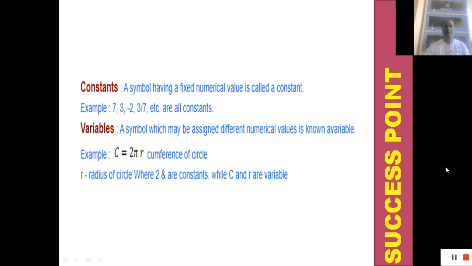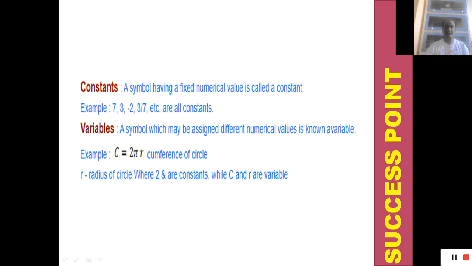First we learn what a constant is. As we know, a symbol having a fixed numerical value is called a constant, like 7, 3, -2, 3 by 7, a, b, c, etc. That is, it has a fixed value.